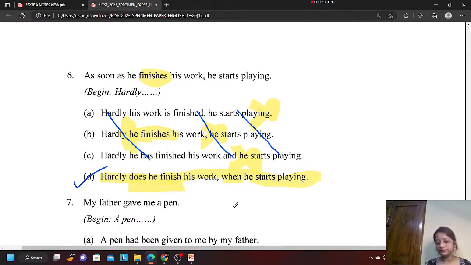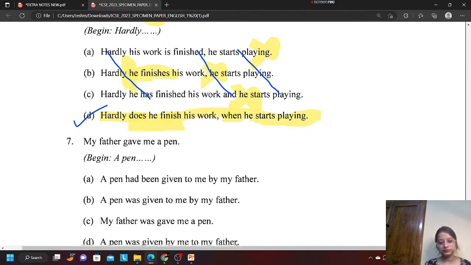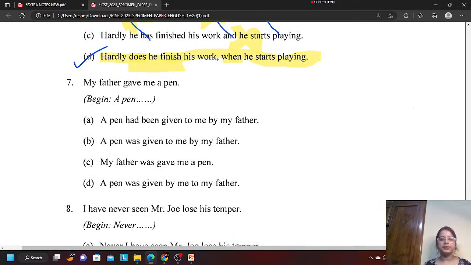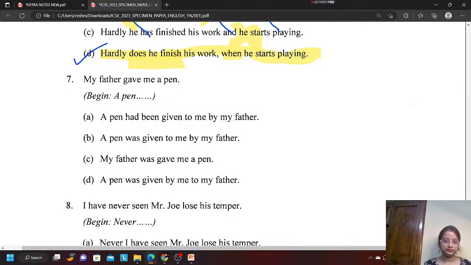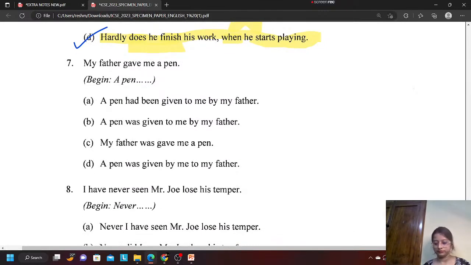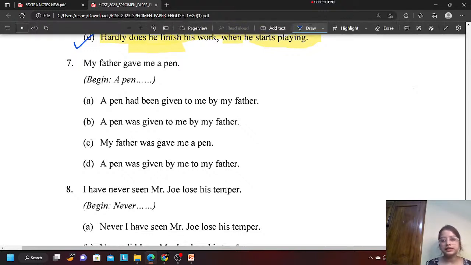Next one, number 7. My father gave me a pen. Begin. A pen. Vinita has written 7D. Others? My father gave me a pen. What type of sentence is this? This is your direct and indirect. No. This is your degree of comparison. No. This is your active passive.